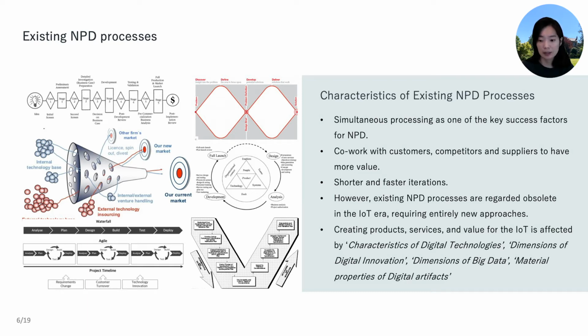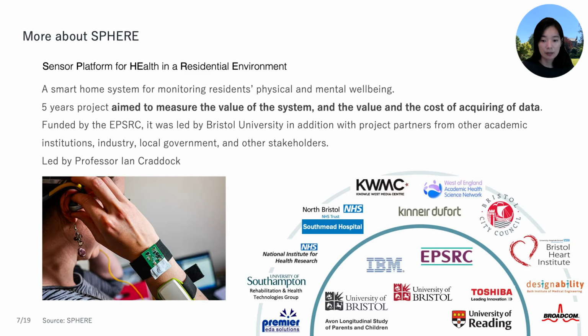This is because creating products, services, and value for IoT is affected by key factors such as characteristics of digital technologies, dimensions of digital innovation and big data, and material properties of digital artifacts. As such, this paper will explore the emerging design process for IoT products and services through the SPHERE case study.